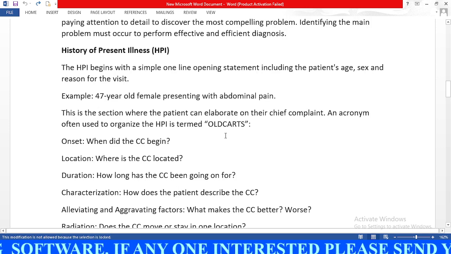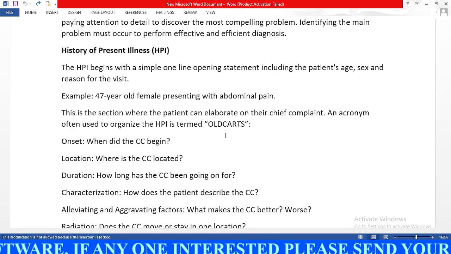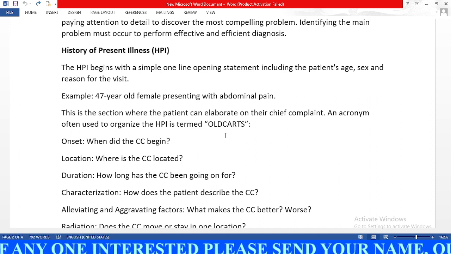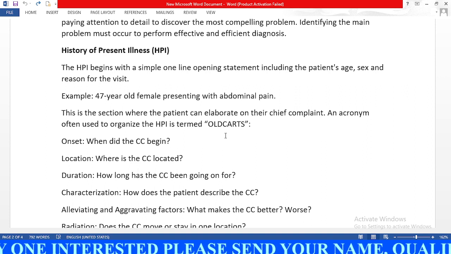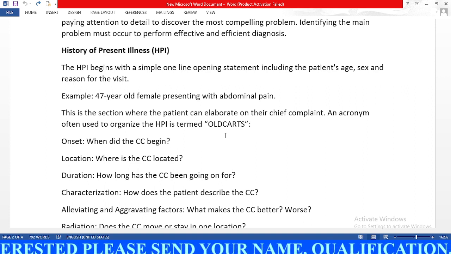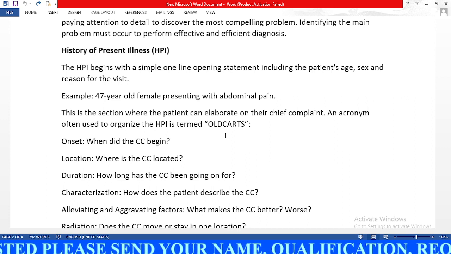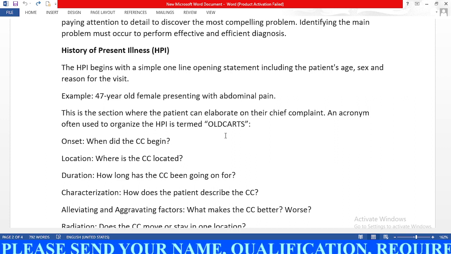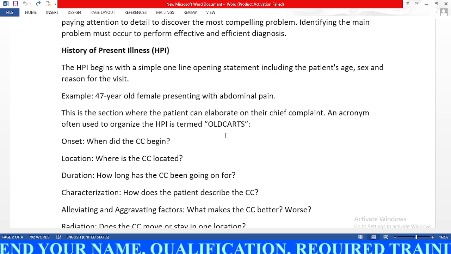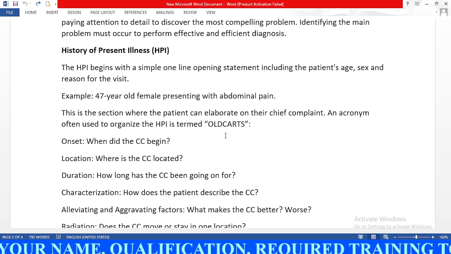Also, subjective contains the history of present illness. Usually we call it HPI. The HPI begins with a simple one-line opening statement including the patient's age, sex and reason for the visit. We will see one example here: 47-year-old female presenting with abdominal pain. Here the patient's age is 47 years, sex is female and the reason for the visit is abdominal pain.